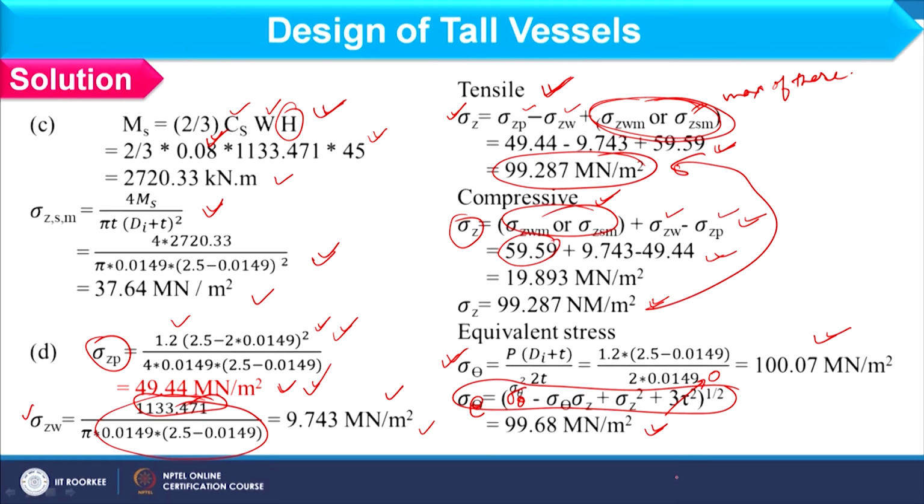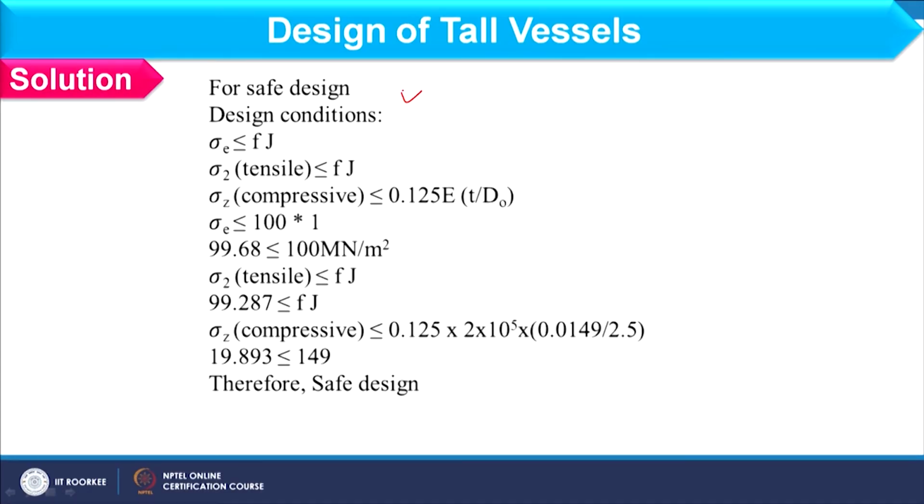In this way we can have tensile stress, compressive stress and equivalent stress, and now we will see whether the design is safe or not. So, let us check that. For a safe design, we have to follow these conditions: equivalent stress should be less than or equal to Fj, sigma z tensile should be less than or equal to Fj, and sigma z compressive should be less than or equal to 0.125 E T by D naught.